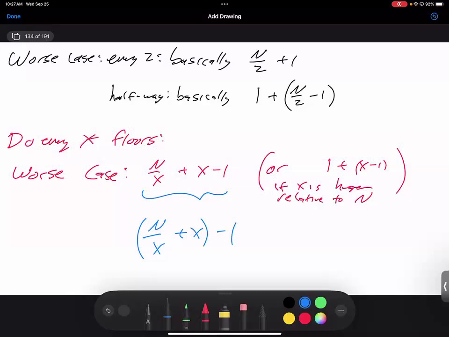Do we assume uniform distribution? For which floor is bad? No, you assume I'm evil. And just whatever makes things as bad as possible, that's going to be where it is.